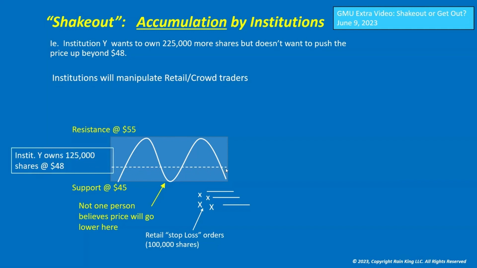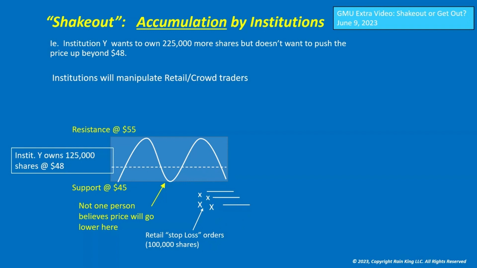Now, what institutions will do is they will tend to manipulate the crowd, the retail investors. They know that when a stock is in a range, getting support at 45 and resistance at 55, many retail traders will put their stops just below the lows of the range. So you end up with a lot of orders being placed at $44.90, $44.50. These are probably a lot of small retail orders. Let's assume that when you aggregate all those orders, it's 100,000 shares sitting below the market.